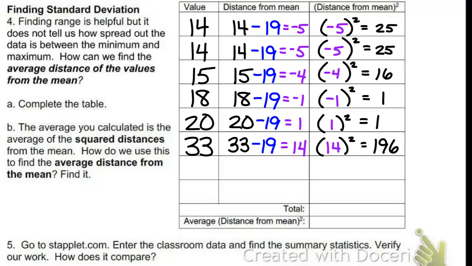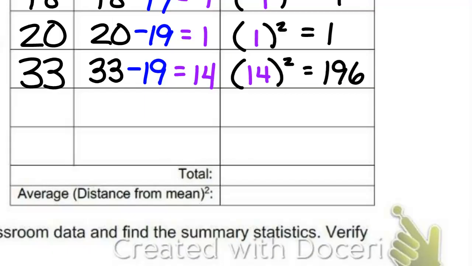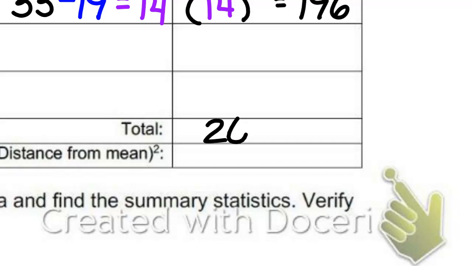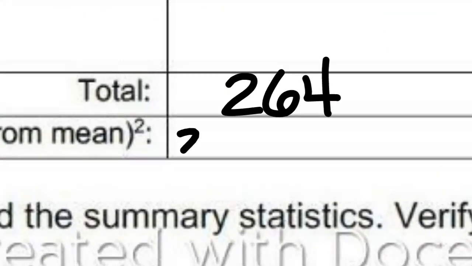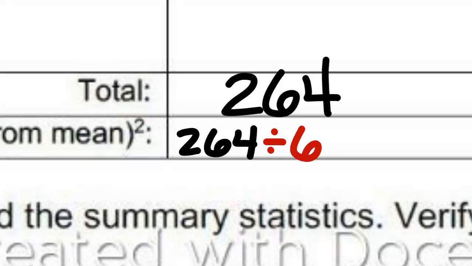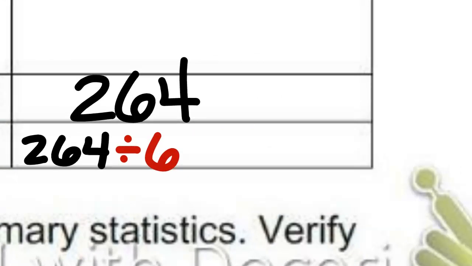Does anybody have a total for me? 25, 25, 16, 1, 1, and 196. 264. And what would I do to that 264 if I am trying to find the average? Divided by 6. So I'm going to do 264 divided by 6. What'd you say? 44.